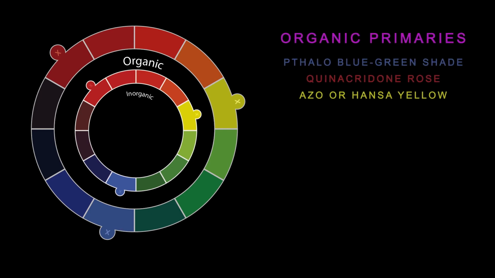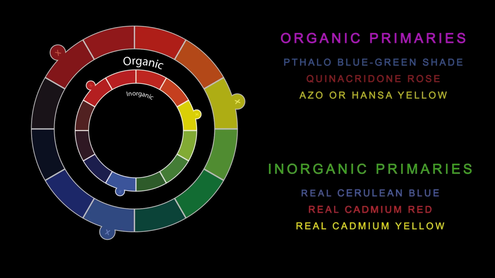These are phthalo blue-green shade, quinacridone rose, and azo or Hansa yellow. These 3 primary organic pigments approximate the first 3 pigments used in the CMYK printing process, which is important because, as we stated before, the traditional RGB model is in reality aligned with light-based media, not pigment-based media. These organic pigments are translucent leaning, and they have low refractive indexes.